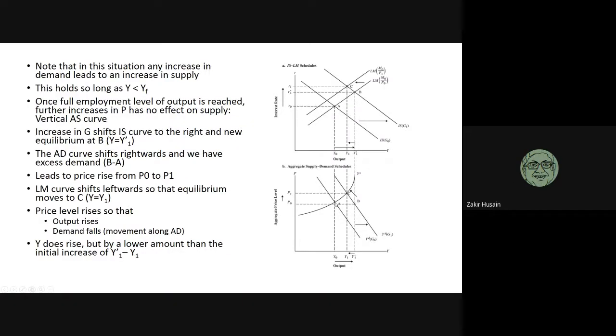When the demand increases, here I'm showing the increase in demand from A to B, that is from Y0 to Y prime 1. So what is happening is demand increases from A to B, from Y0 to Y prime 1, right? But the actual increase in supply is less. It is only from A to C, Y1.